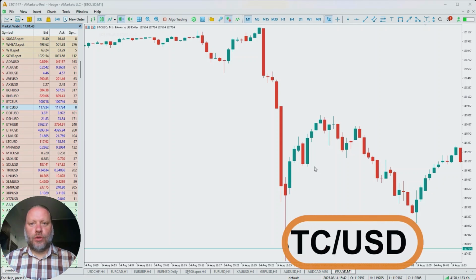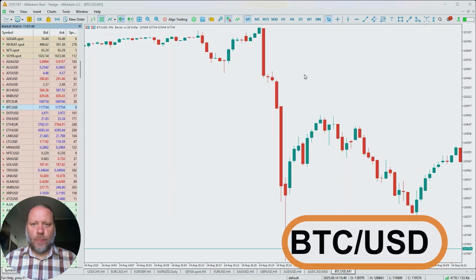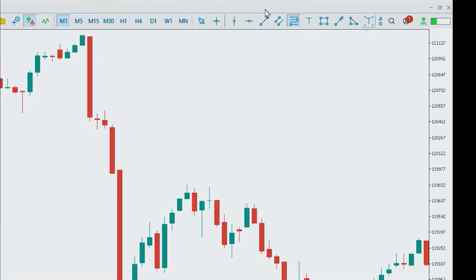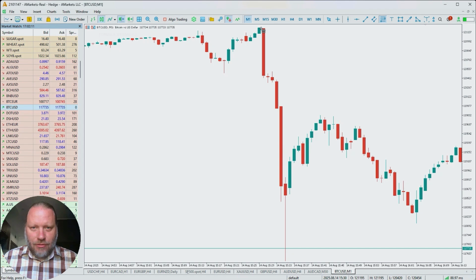So we've opened the Bitcoin chart. Let's see what happened here. We see a strong drop. This is a 1-minute chart. And there's such a wonderful tool as the Fibonacci grid. I've mentioned it before in my other videos. Let's take it here at the top on the panel. Take it and stretch it over this drop.